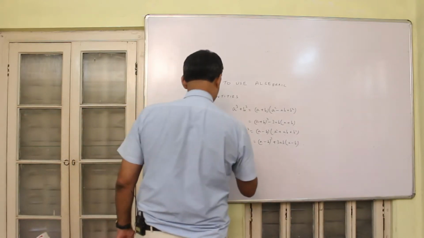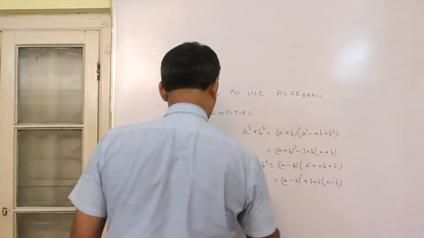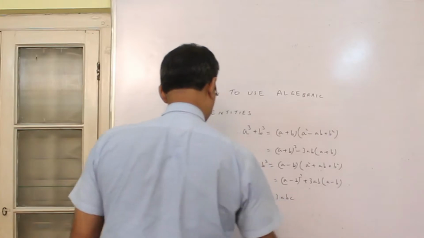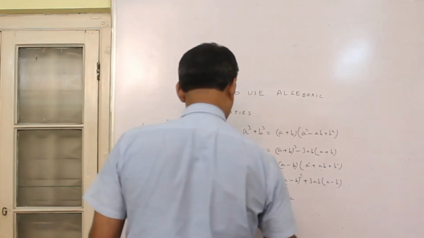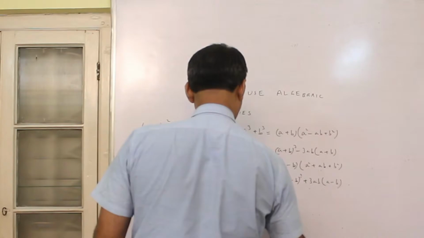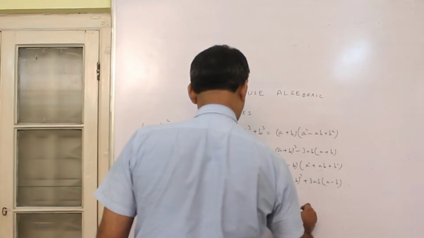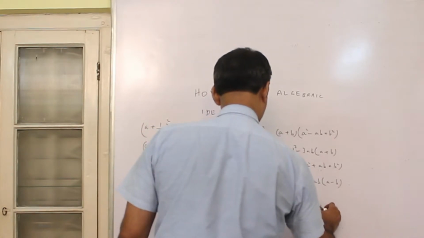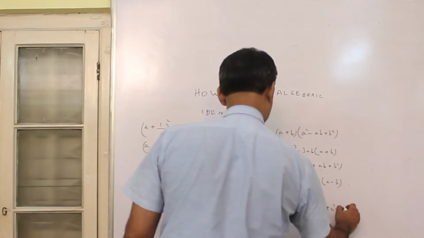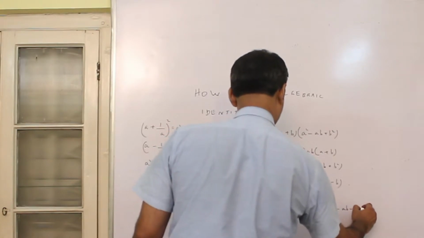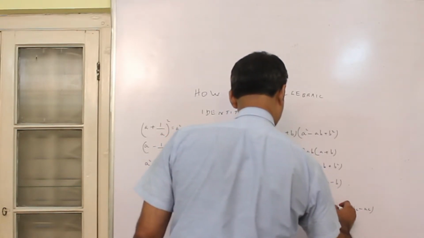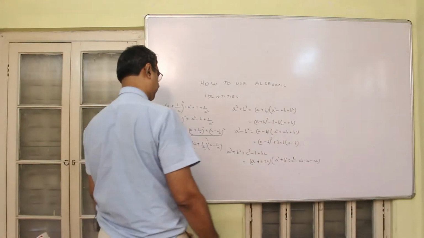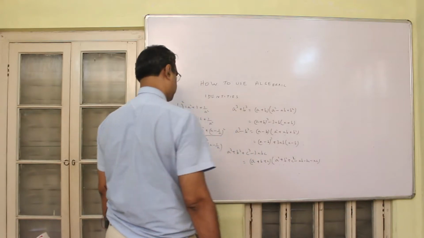Now there is a very famous identity, a cube plus b cube plus c cube minus 3abc. This is a very, very well-known identity, and its value is (a plus b plus c) into (a square plus b square plus c square minus ab minus bc minus ac). So this is the value of this expression.